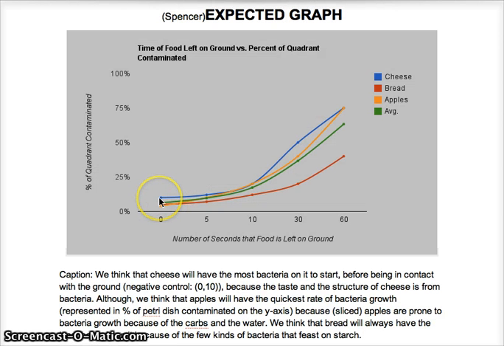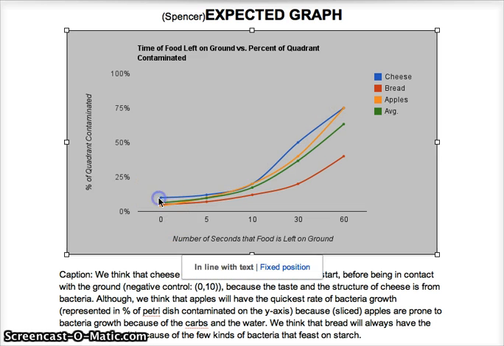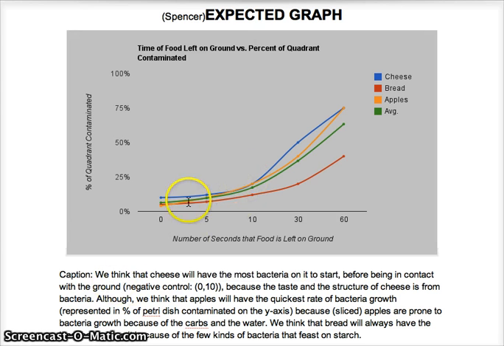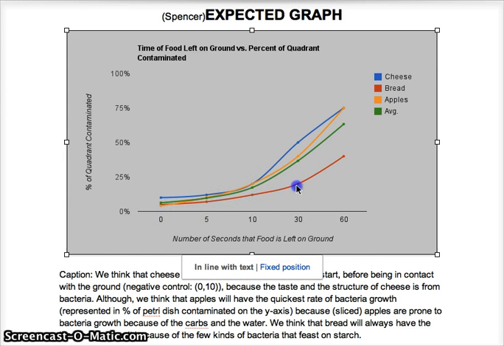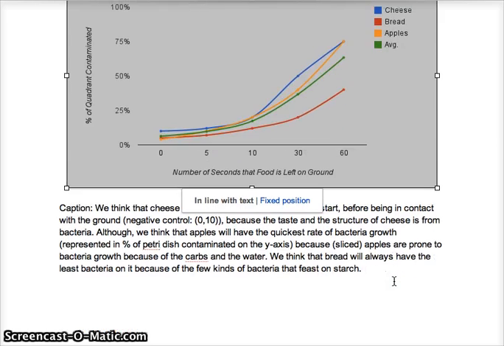This is our expected graph. We think that cheese will start with the most bacteria in the negative control because cheese's structure and taste is made up of bacteria. We think bread will have the least amount of growth because of its very, very, very specific amount of bacteria that grow on it. We think that apples will have the fastest rate of bacteria growth because of the many attributes that attract bacteria.